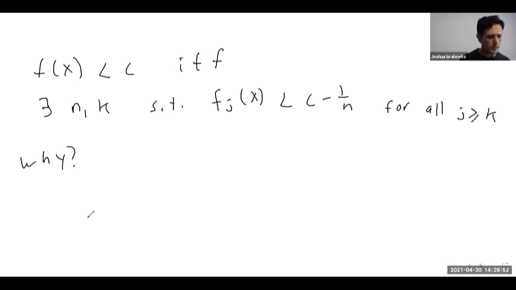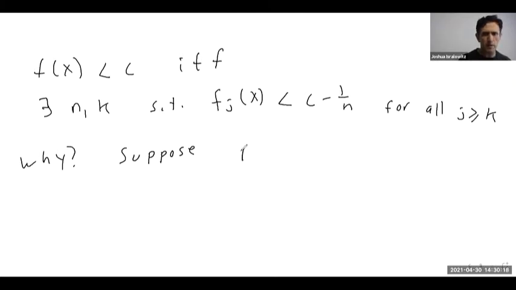Well, why is this true? There's not much to it. The tricky part is just thinking about, just coming up with this. That would be a bit tricky. But once you have this, you should definitely be able to prove it pretty easily at this point. Right, so why is this true?